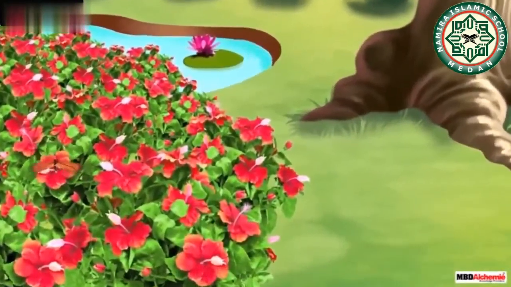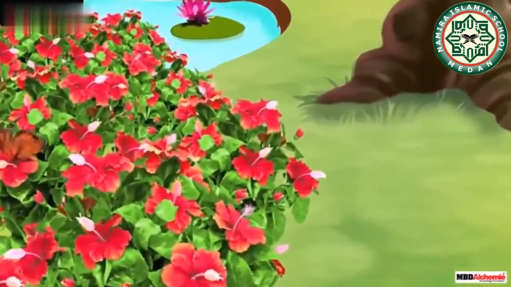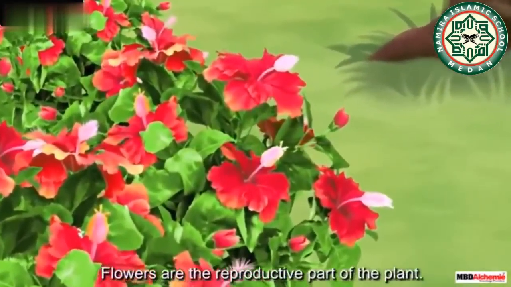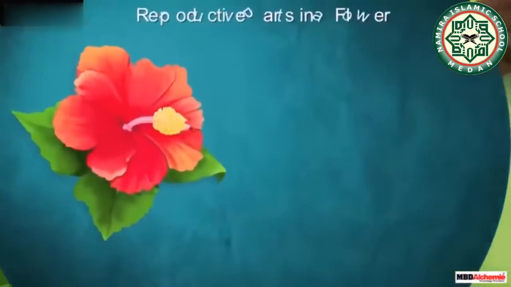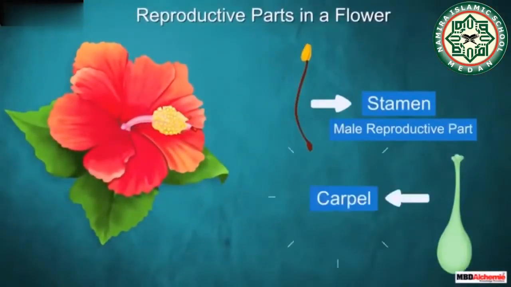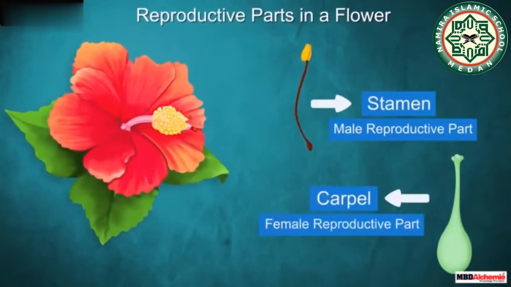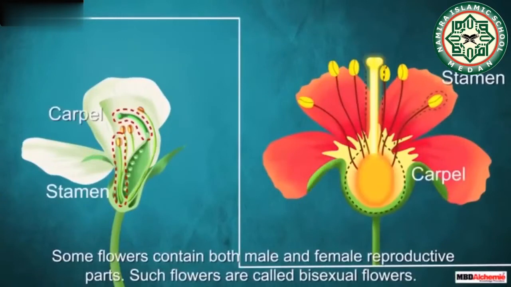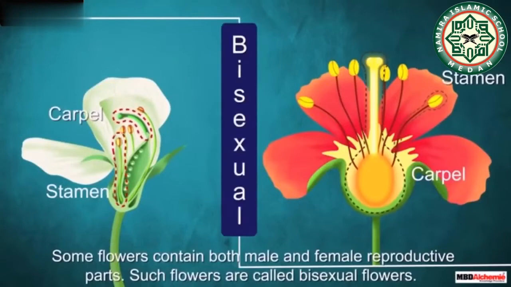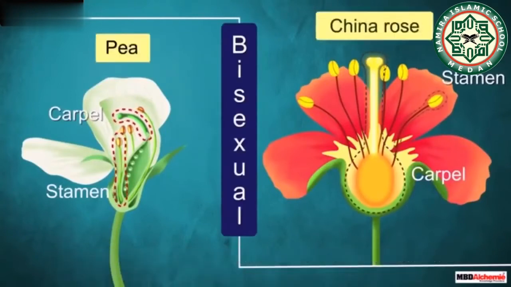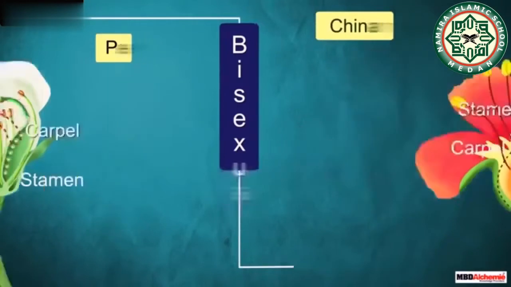You already know that flowers are not present only to add beauty to the plant. They are in fact the reproductive part of the plant. In the flower, stamen is the male reproductive part, while carpel is the female reproductive part. Some flowers contain both male and female reproductive parts. Such flowers are called bisexual flowers. For example, pea, China rose, etc.